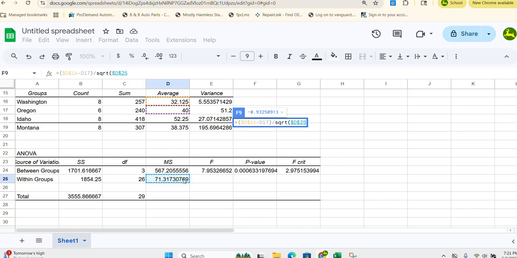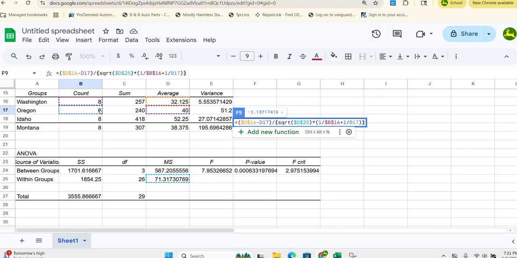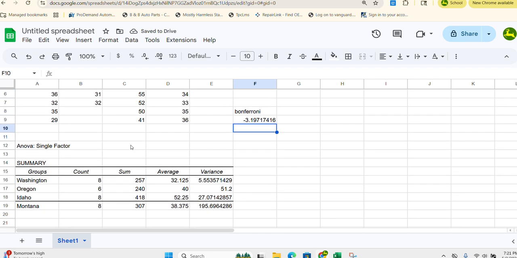Times, oh, I have to have parentheses on this whole shebang. Times 1 over, now again, if I'm smart, I'll lock that in. Plus, oh, it's 1 over that. Sorry, my bad. Plus 1 divided by that. And hopefully that comes out all right. And you'll see that you get negative 3 point whatever.